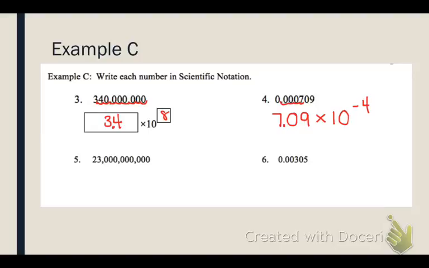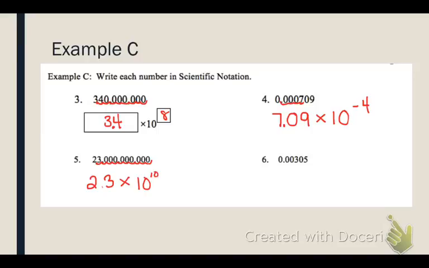Number 5, try this one. It would be 2.3 times 10, and count your place values. If you're placing it here, it'd be 1, 2, 3, 4, 5, 6, 7, 8, 9, 10. 2.3 times 10 to the 10th.